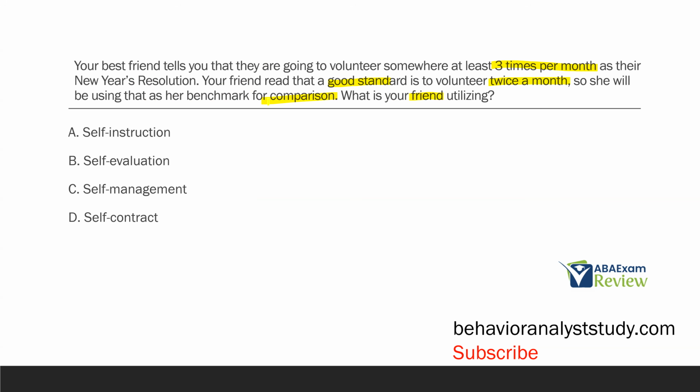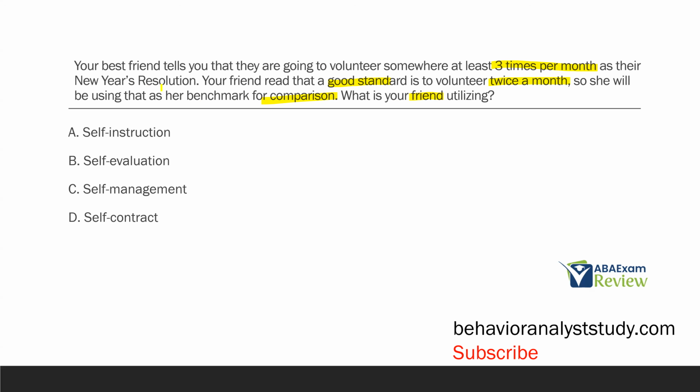So what we have is your friend programming treatment, essentially, to get her to volunteer more. And the way she's going to know if she's hitting these goals is by somehow evaluating herself. And how is she going to evaluate herself? Well, she's going to compare herself against this standard. So what do we call that?